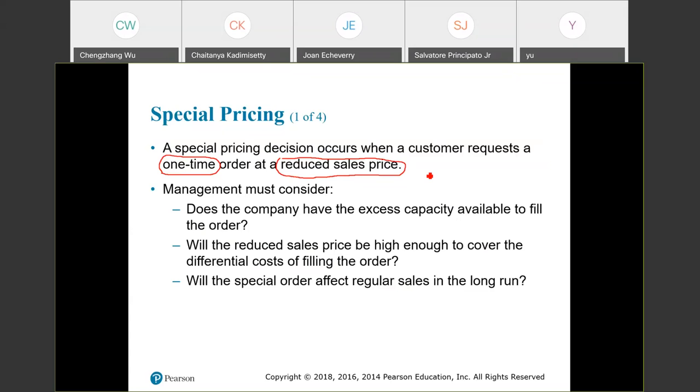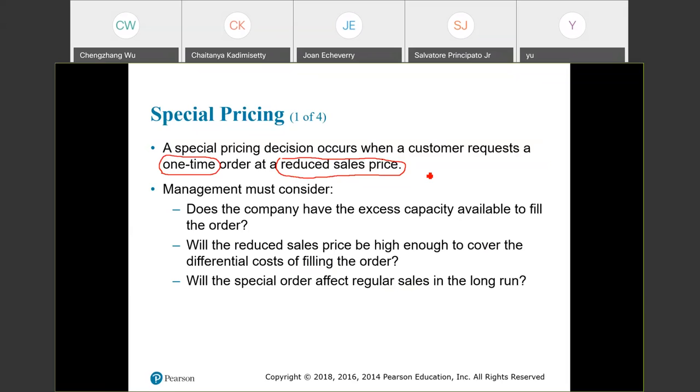Managers must consider the available manufacturing capacity. If the company is already using all its existing manufacturing capacity and selling all the units made at regular sales price, it would not be as profitable to fill a special order at a reduced sales price. So available excess capacity is the basic necessity for accepting special orders. And this is also true for service companies.